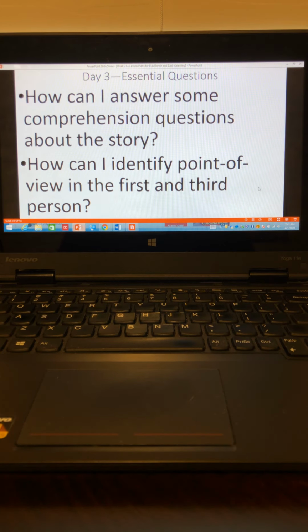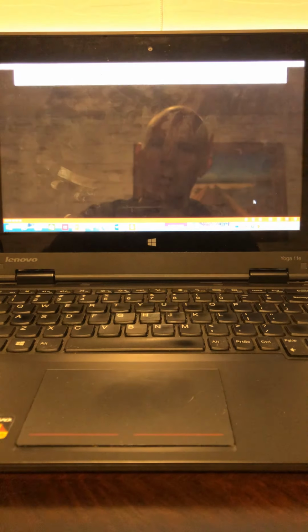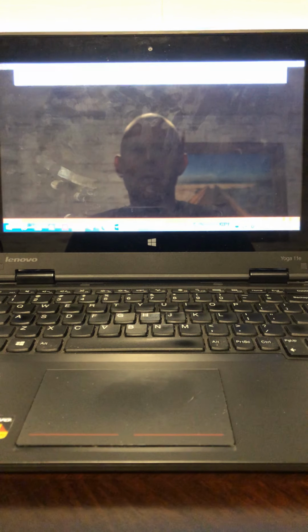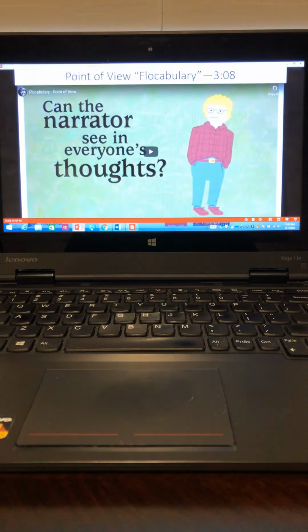Day 3, essential questions. How can I answer some comprehension questions about the story? How can I identify point of view in the first and third person? For a short video today, we're going to be looking at a vocabulary video. It's about point of view. It's going to talk about first, second, and third person point of view, but our main focus is first and third person point of view.